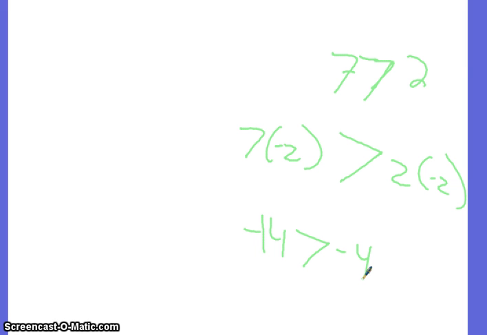But if I reverse the inequality symbol when I do that, I can make it true. So if I went back to my original one, 7 is greater than 2, and then I multiplied both by negative 2, and in the process of multiplying them both by negative 2, I reverse my inequality sign. Is it true now? Yes, it is.